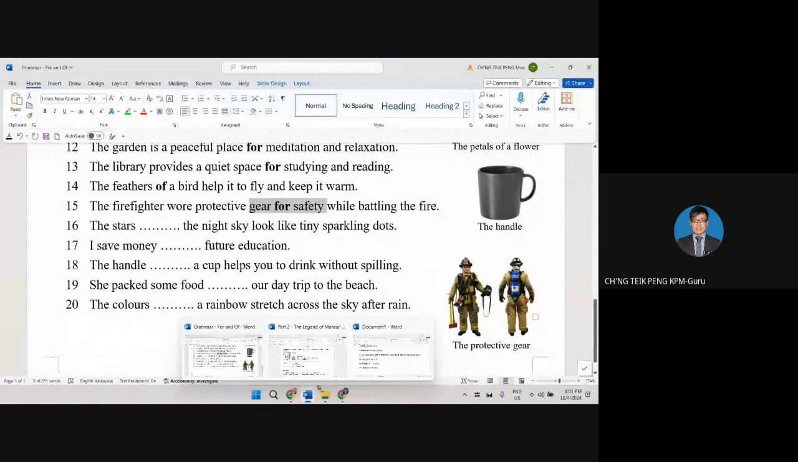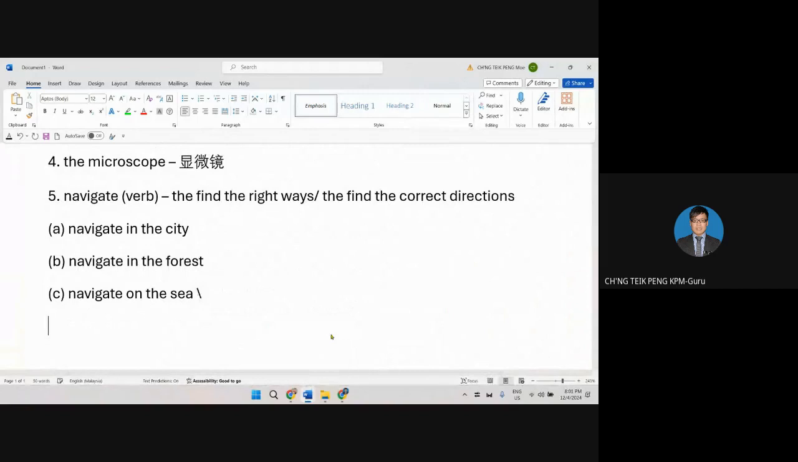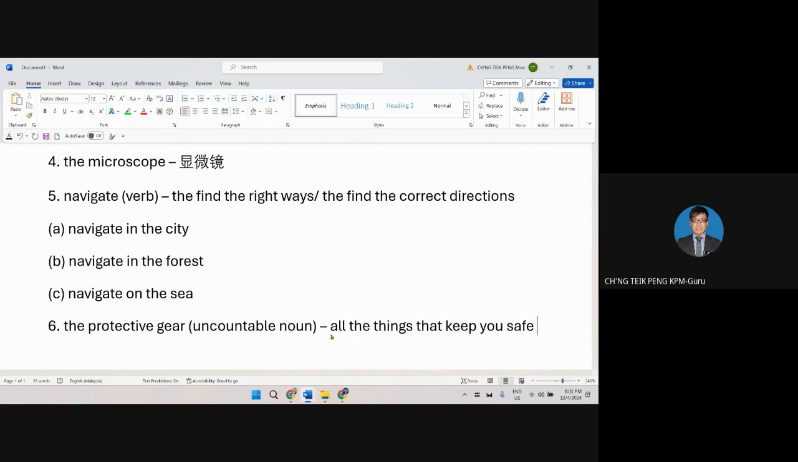All right. So the protective gear. Okay, it's a noun. What kind of noun is it? 是 uncountable noun 来的。所以呢，它没有放 s 的，我们不可以有 s 的。It means all the things that keep you safe. OK，全部可以保障你安全的那个东西，那个东西的统称就是protective gear. Understand? So let me show you.